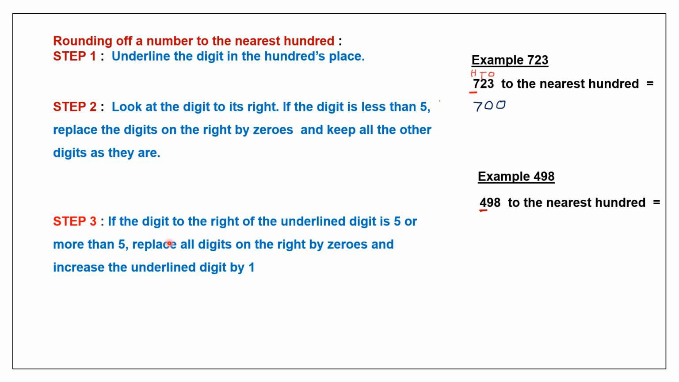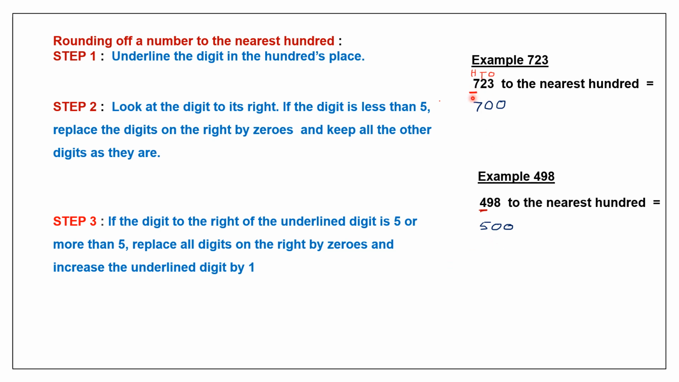So what should we do? Replace all the digits on the right by zeros. Okay, that means on the right I have 9, 8. I'm going to replace it by zeros. Then what about 4? Okay, increase the underlying digit by 1. So I'm going to increase 4 by 1. 4 plus 1 is 5. So I have 500. So now my number is 500.